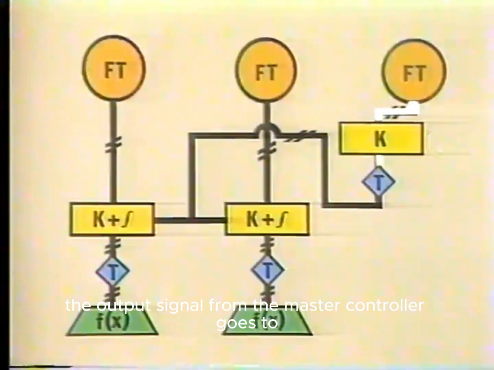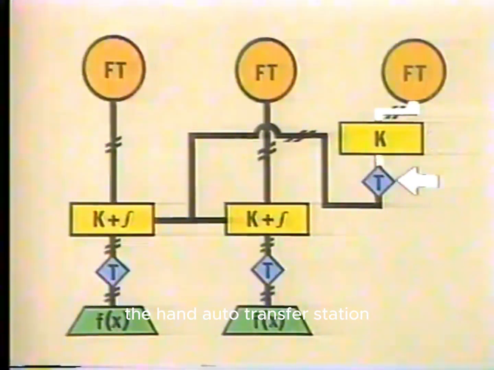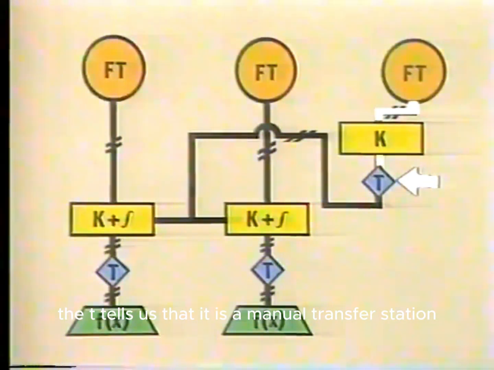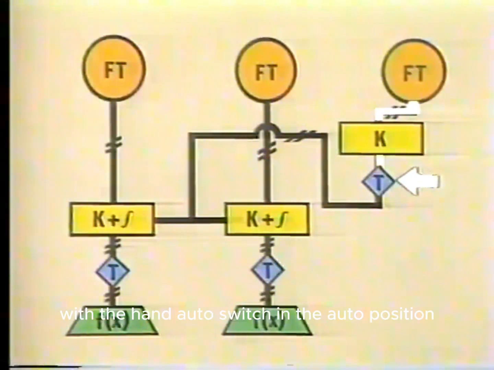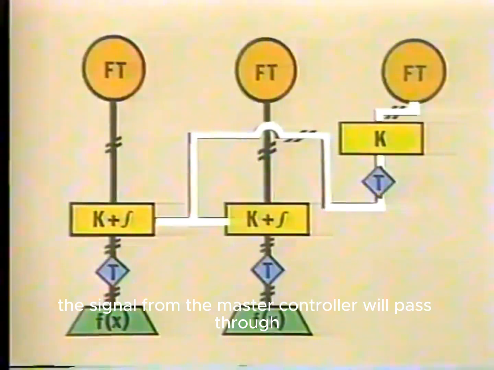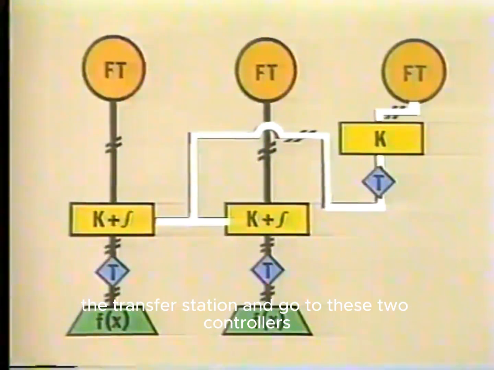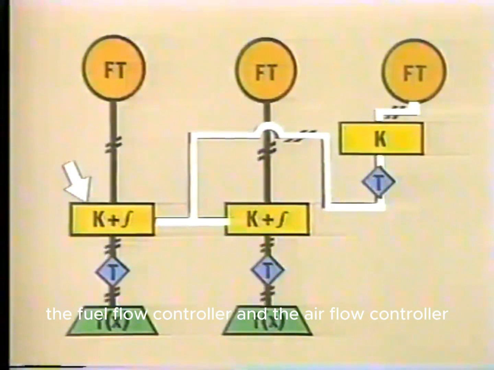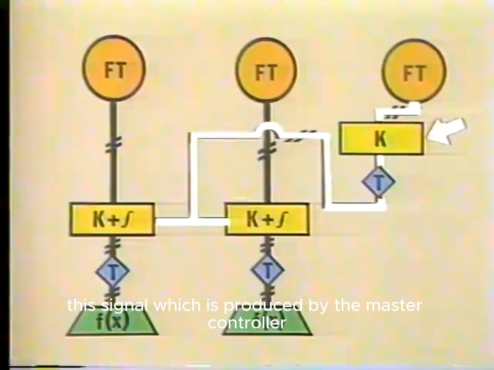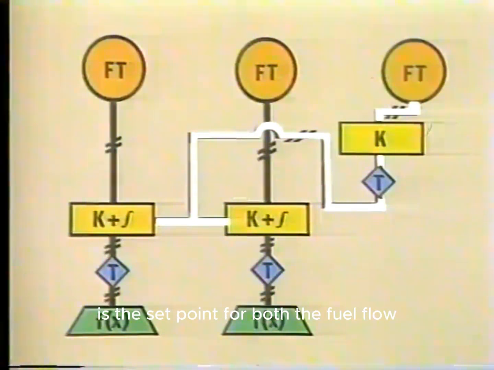The output signal from the master controller goes to the hand auto transfer station, which is represented by this diamond. The T tells us that it is a manual transfer station. With the hand auto switch in the auto position, the signal from the master controller will pass through the transfer station and go to these two controllers, the fuel flow controller and the airflow controller. This signal, which is produced by the master controller, is the set point for both the fuel flow and the airflow controllers.